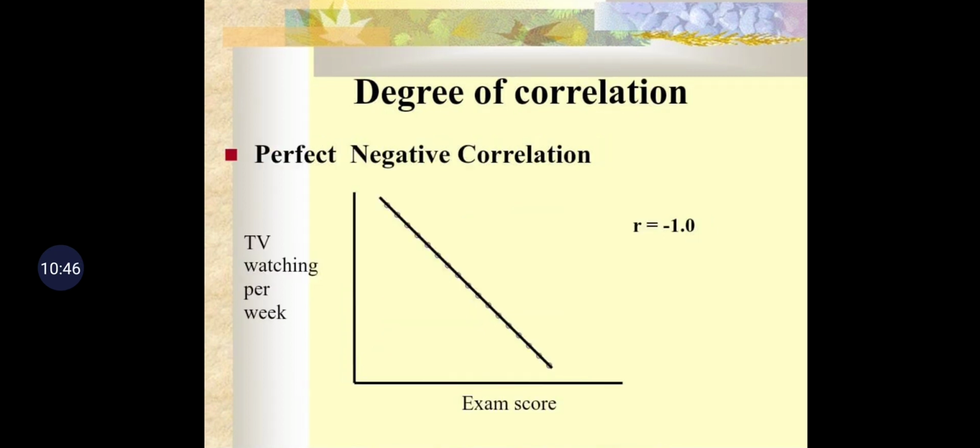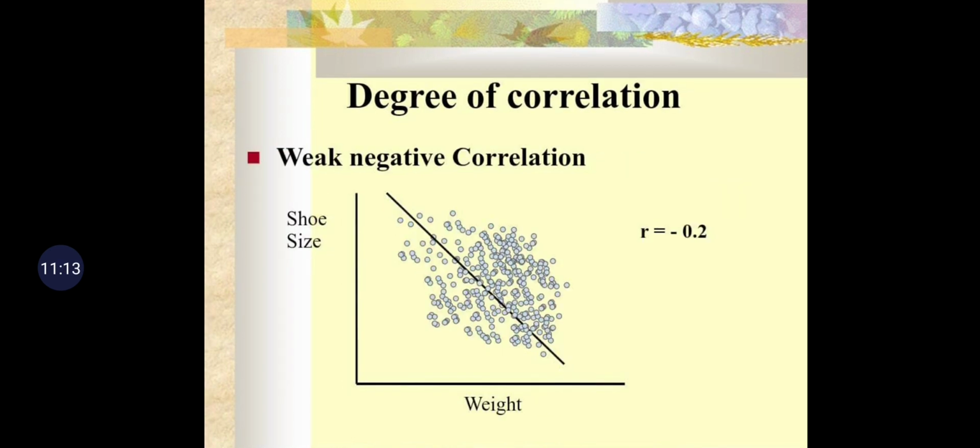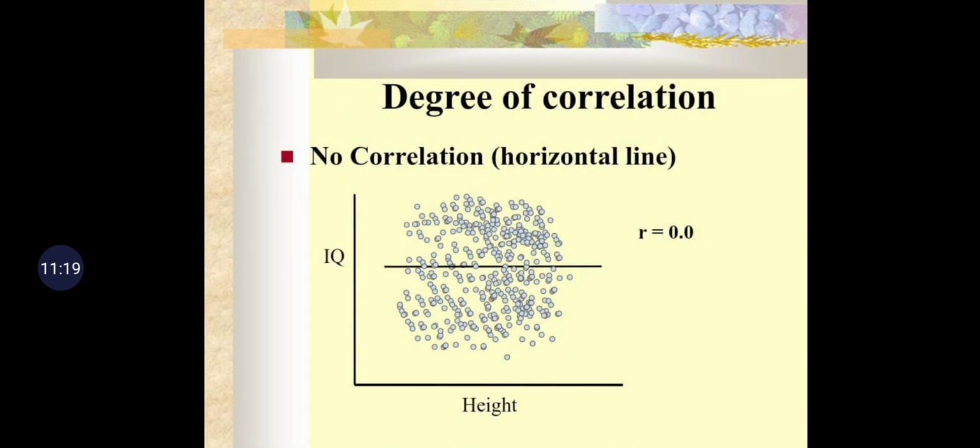The degree of correlation, perfect negative correlation, this is the opposite direction. TV watched per week and exam scores is very low, r is equal to minus 1.0. The degree of the correlation, moderate negative correlation, the exam score, r is minus 0.80. This is for the weak negative correlation, shoe size and weight, r is minus 0.2. No correlation, a horizontal line, IQ and height, no relationship.